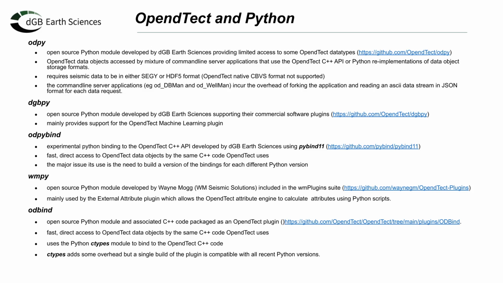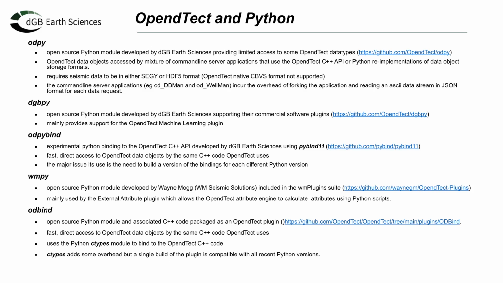From a Python developer's perspective, OpendTect also provides a number of options to work with project data. There's the ODPy open source module developed by DGB Earth Sciences, which provides limited access to some OpendTect data types, but architecture limits its practical use to small things like well data. Access to heavier data like seismic or 3D horizons is generally not feasible.